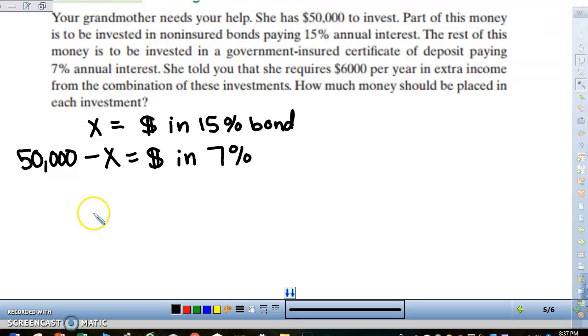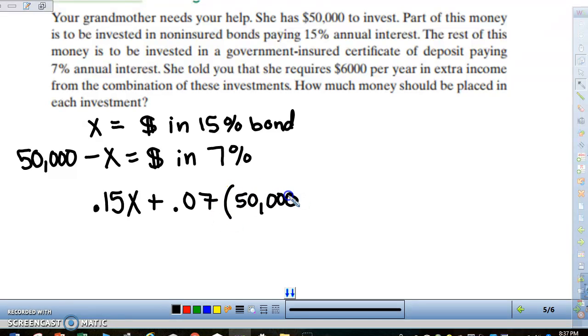Okay, so if x is the amount of money that pays 15% annual interest, we're going to write an equation here that's going to determine the amount of interest that we're getting paid. So 15% times the amount of money in the 15% account, we'll call that 0.15x, plus earning 7% interest on the amount of money in the 7% account. That amount of money would be 50,000 minus x, so we're going to use parentheses to put that in. And we want to know for what x value will make it so that the annual interest earned is $6,000.